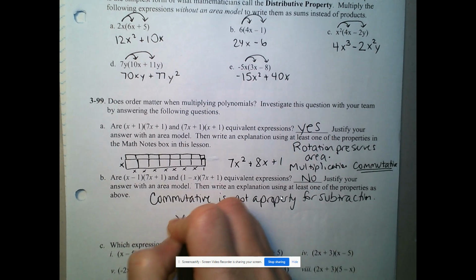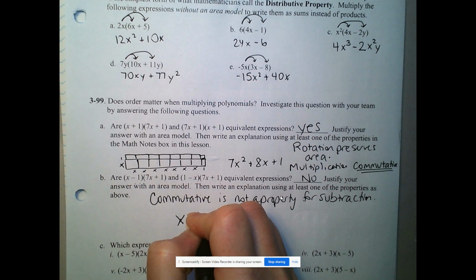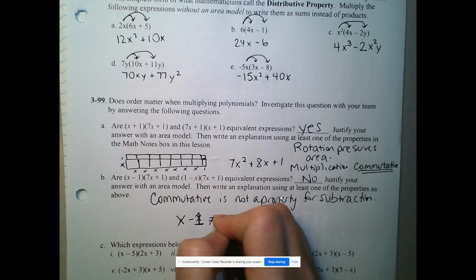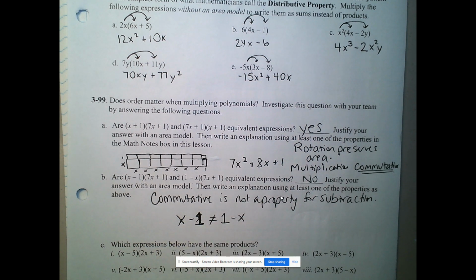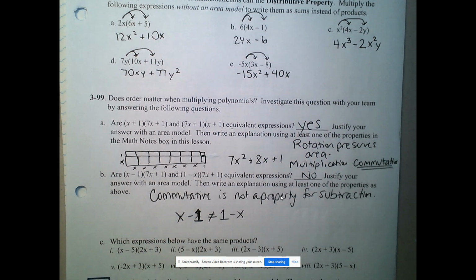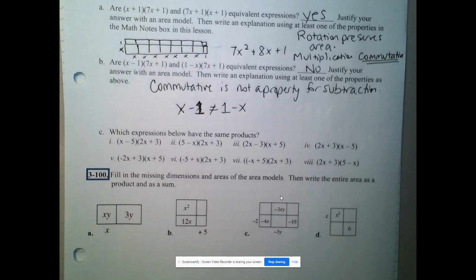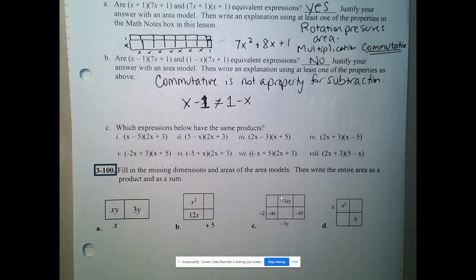We cannot assume that x minus 1 is going to be equal to 1 minus x. They are not worth the same because it is subtraction. Which expressions below have the same products? So we're looking for ones that are going to have the same value. I want to find ones that have the same two things inside the parentheses, and within the parentheses, they have to be in the same order.